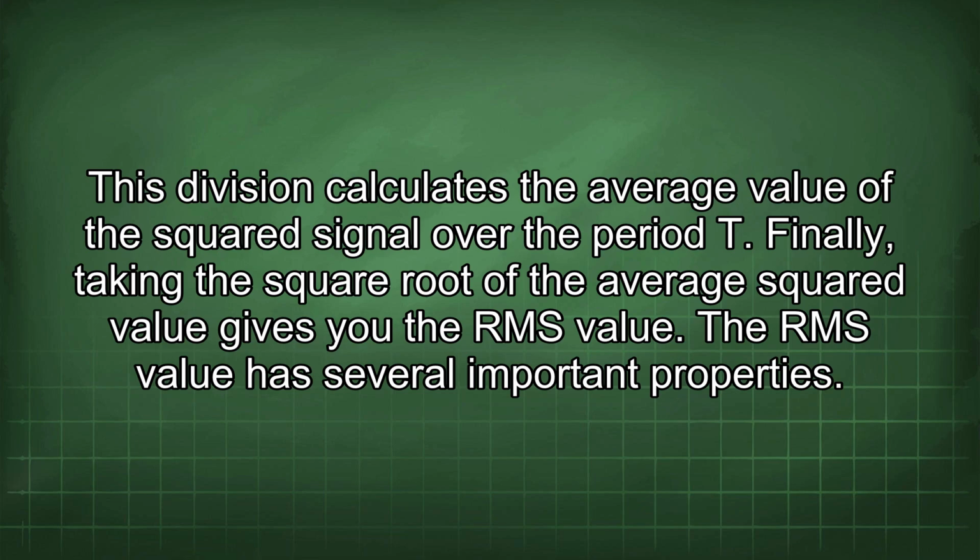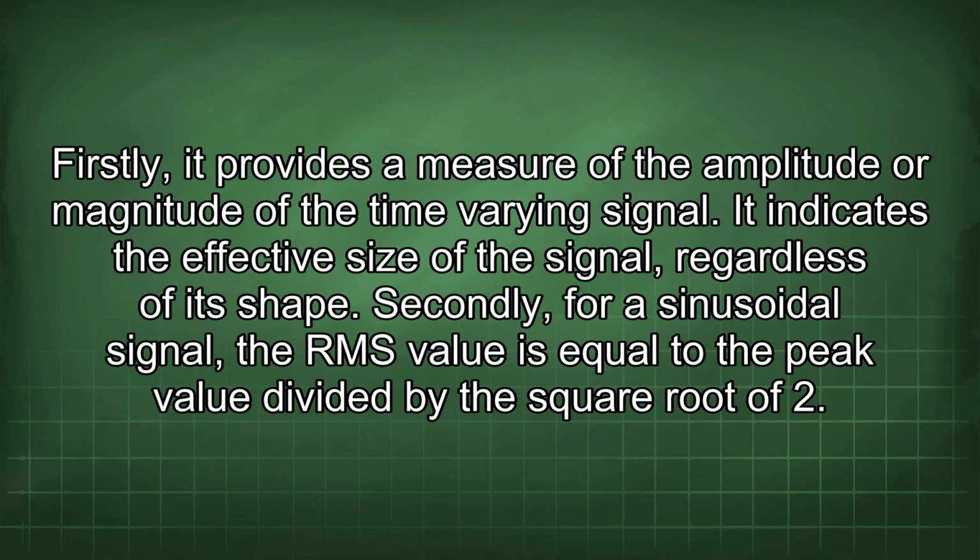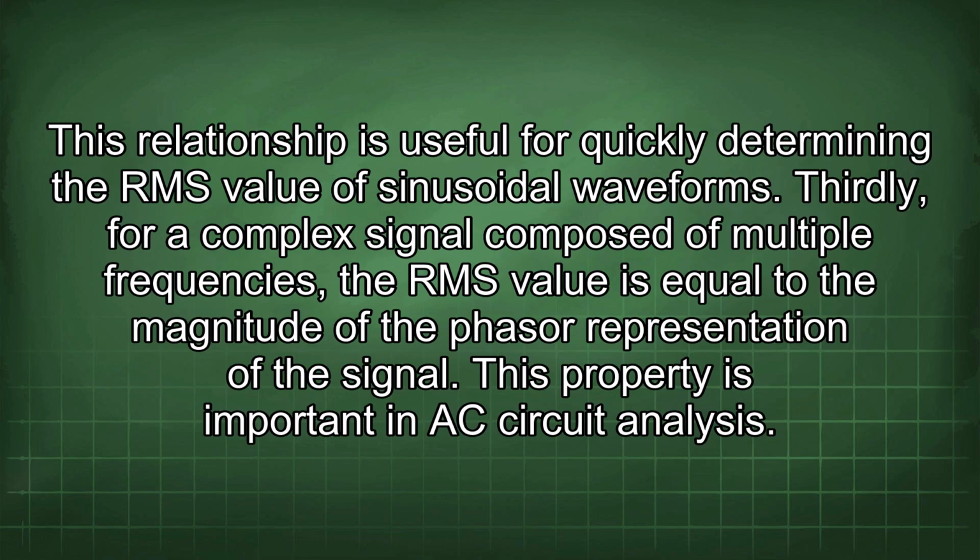The RMS value has several important properties. Firstly, it provides a measure of the amplitude or magnitude of the time-varying signal. It indicates the effective size of the signal, regardless of its shape. Secondly, for a sinusoidal signal, the RMS value is equal to the peak value divided by the square root of 2. This relationship is useful for quickly determining the RMS value of sinusoidal waveforms. Thirdly, for a complex signal composed of multiple frequencies, the RMS value is equal to the magnitude of the phasor representation of the signal. This property is important in AC circuit analysis.